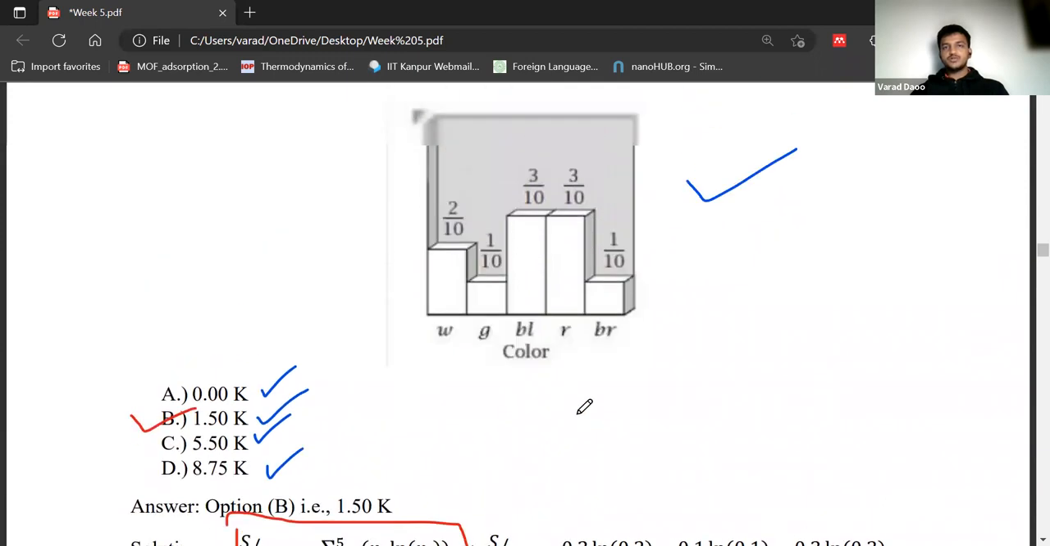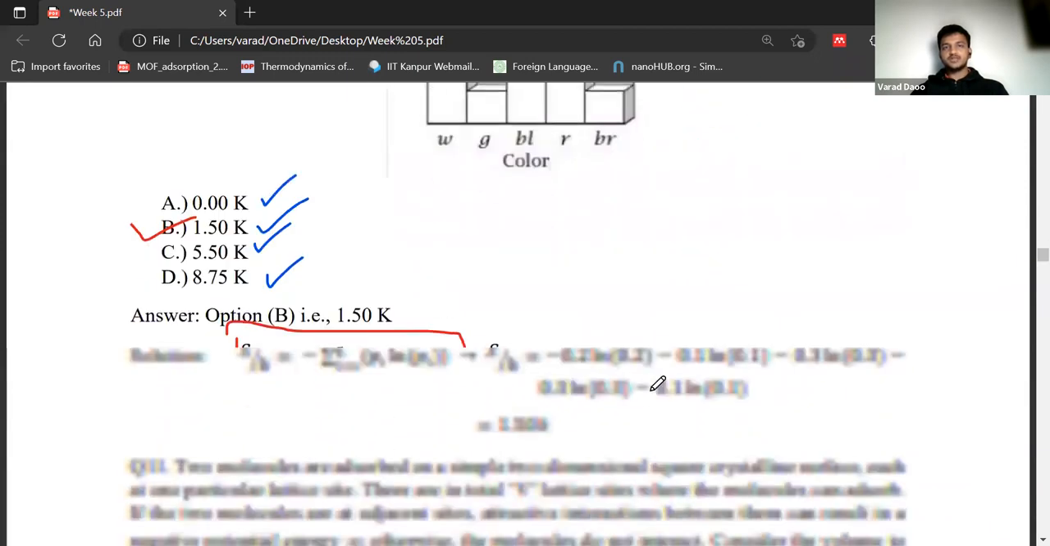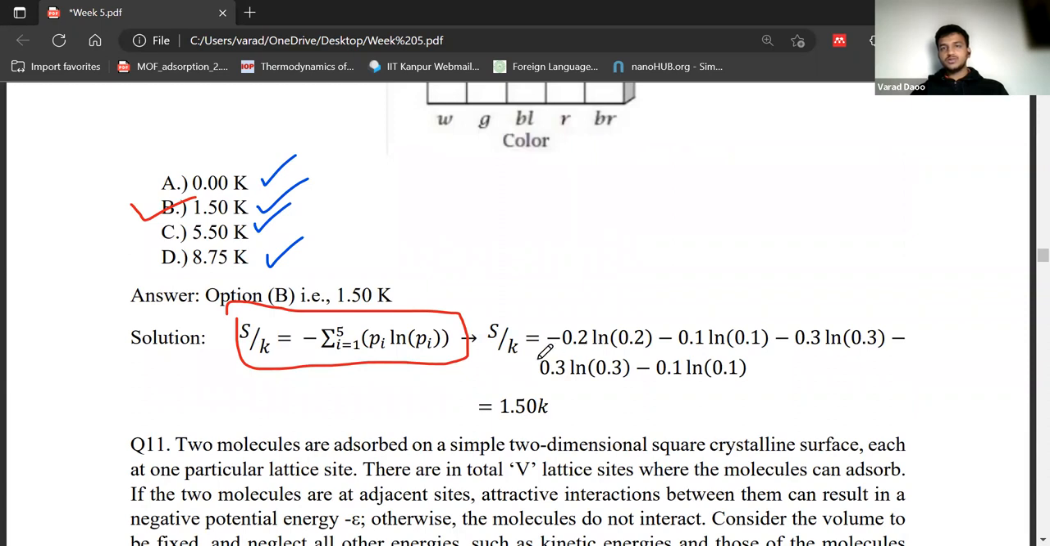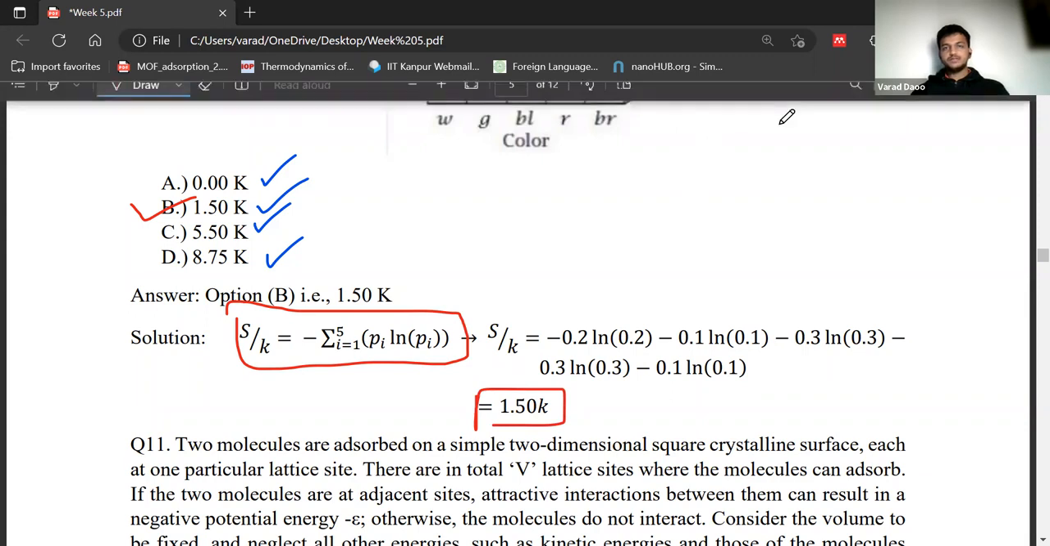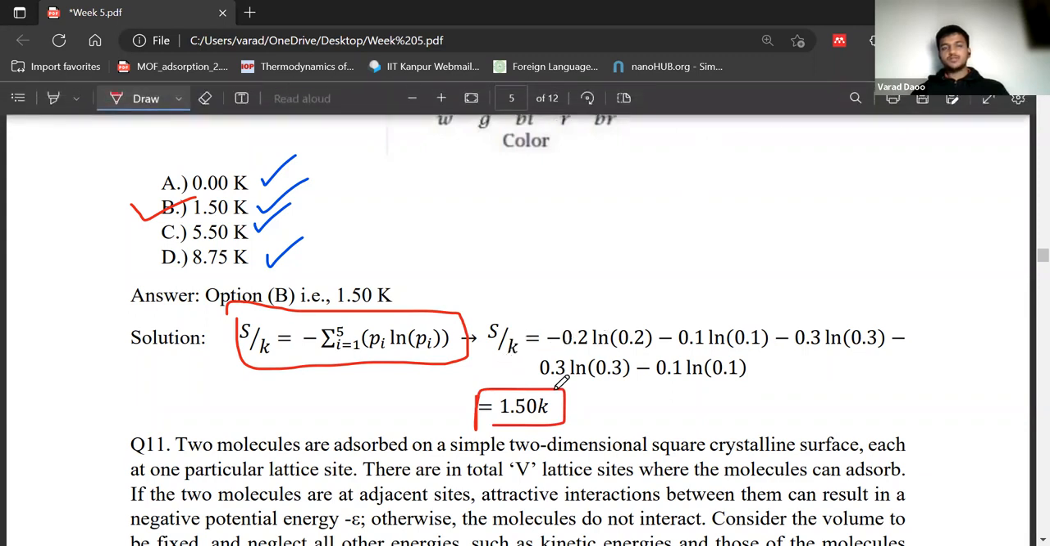We have been given the probability 2 by 10, which is nothing but 0.2. So we just put in the values, minus the summation of this, right? Here it has to be minus, which ends up with the value 1.5. Then we multiply by k, where k stands for the Boltzmann constant. So this should be small k, and this also should be small k.